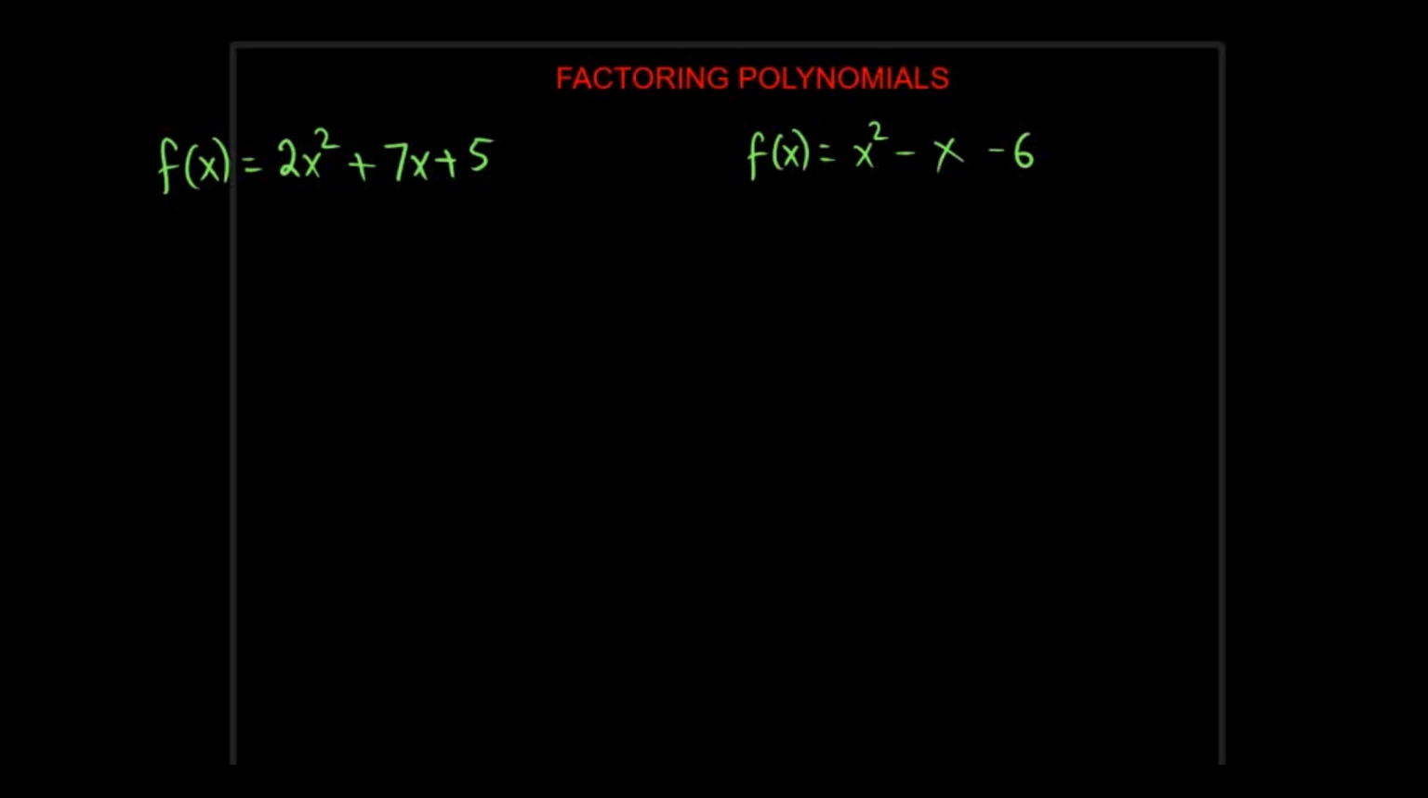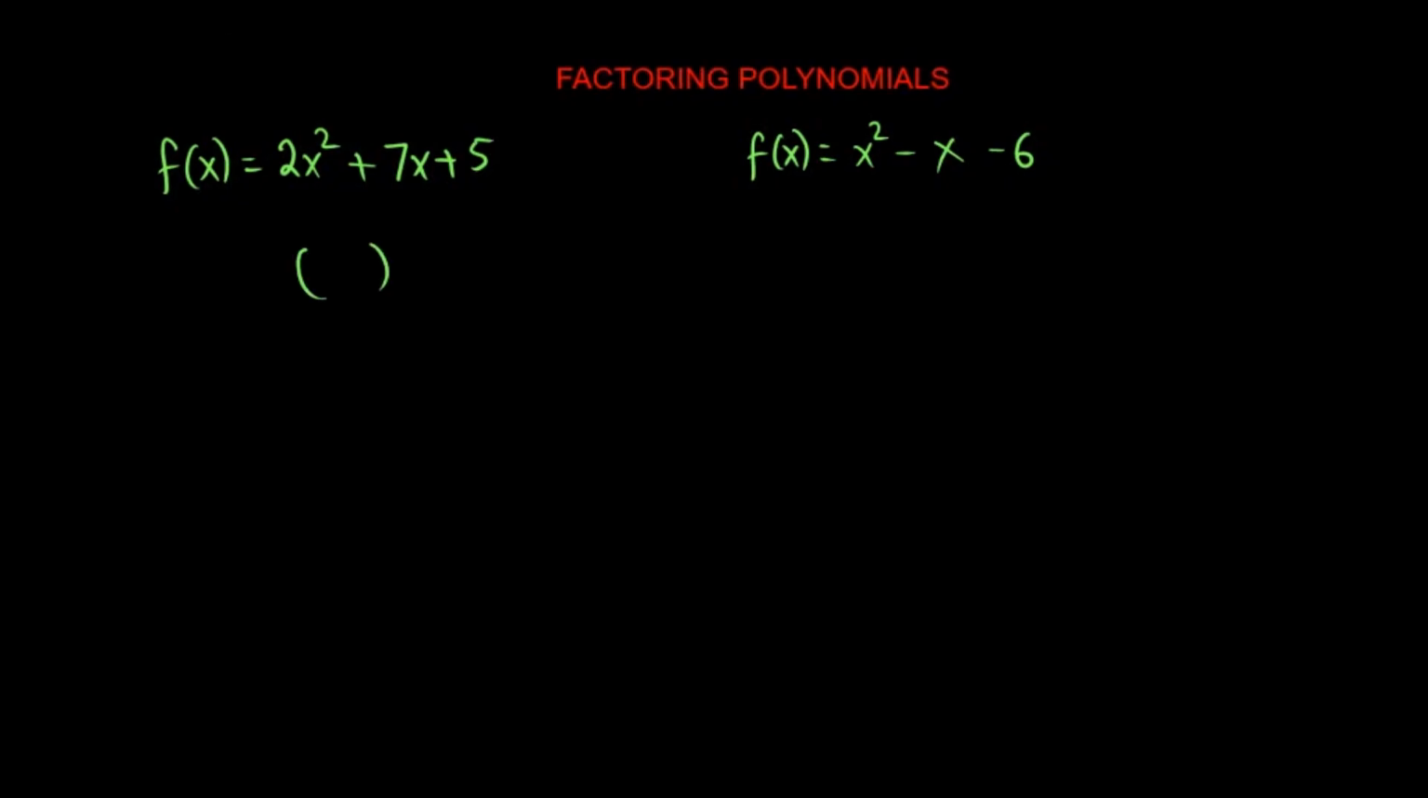Once you factor a polynomial, it becomes a product of two smaller polynomials. First in this bracket times the second in another bracket. To do that, you have to follow certain steps. Start with this number, the number in front of x squared, and the number at the end, 5.